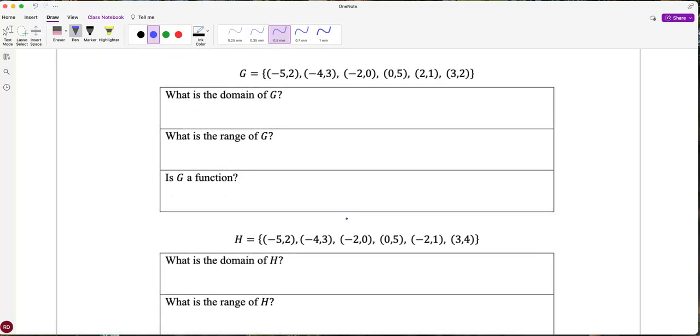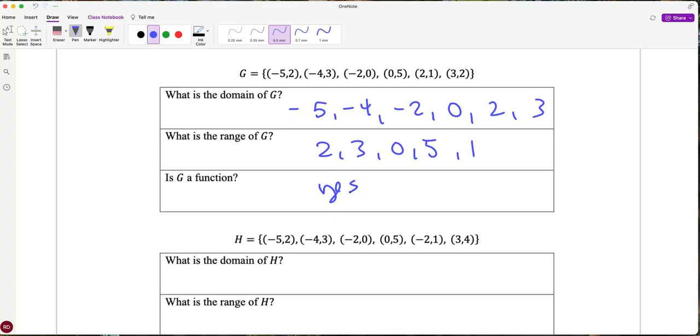What is the domain? And then what is the range? 3, 0, 5, 1. Okay. Is this a function? Yeah, every x value that I see is only giving me one value back for y, so yes.